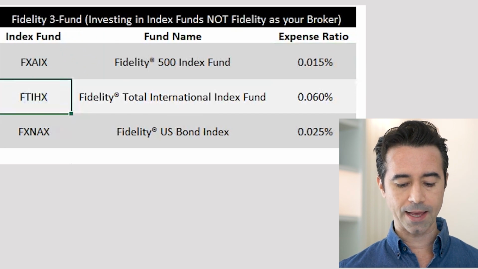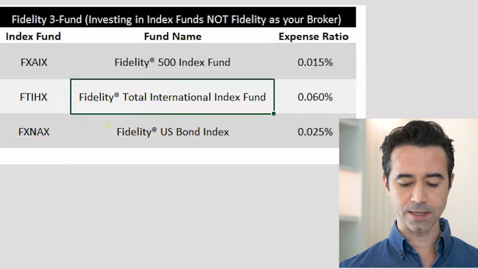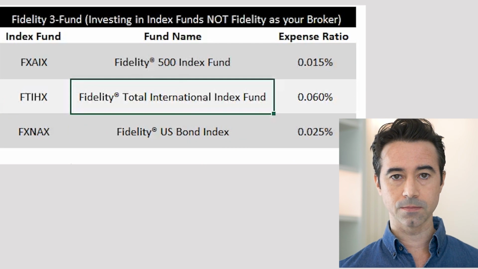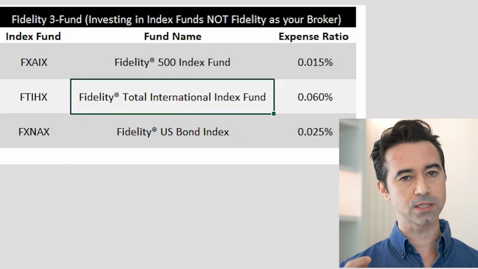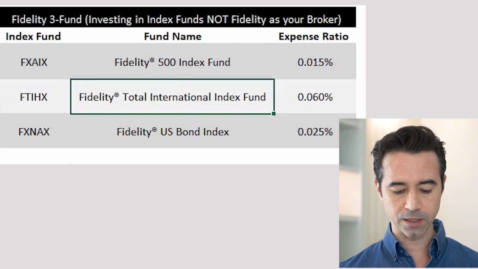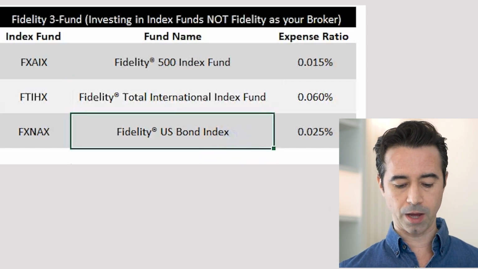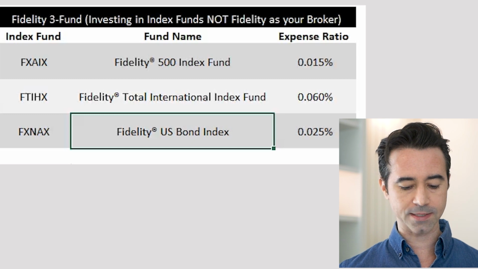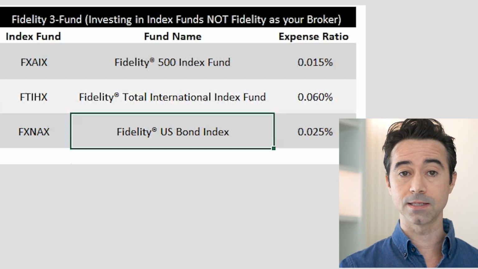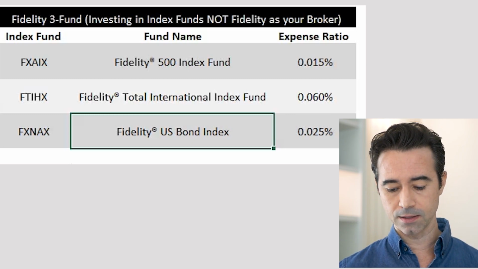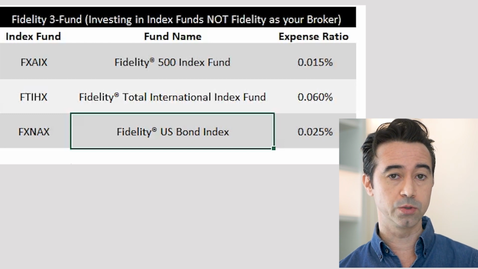Then we have FTIHX, the Fidelity Total International Index Fund, 0.060%. So again, just a bit of percentage fee. And again, we have the same US bond index. So the FXNAX, it's the same as if you're with Fidelity or not. And so those are the 3 that you can use for this one. And then that's it. So I hope this really helped you.